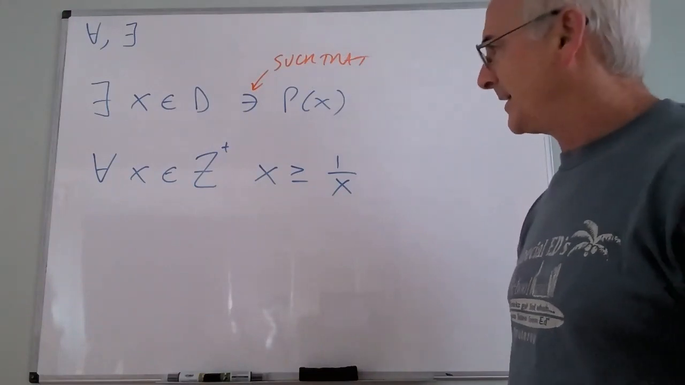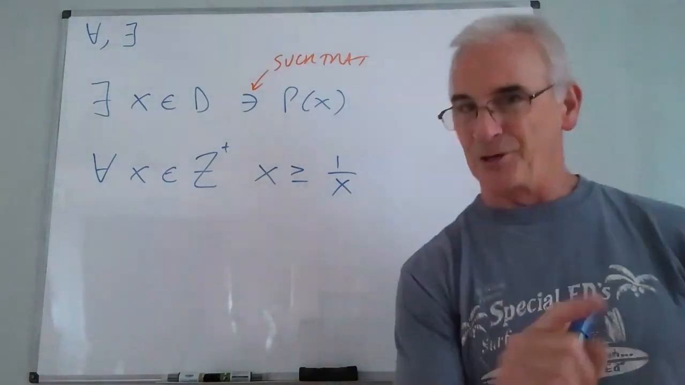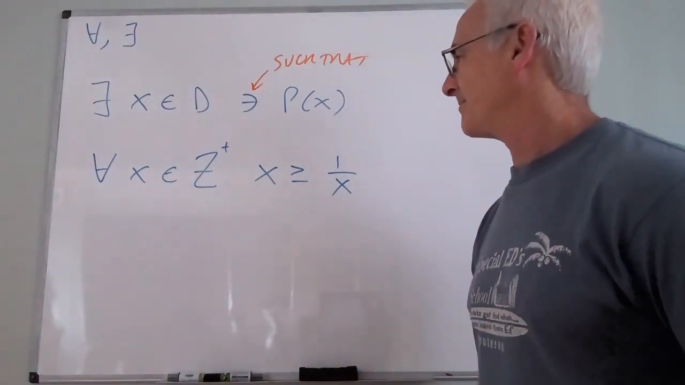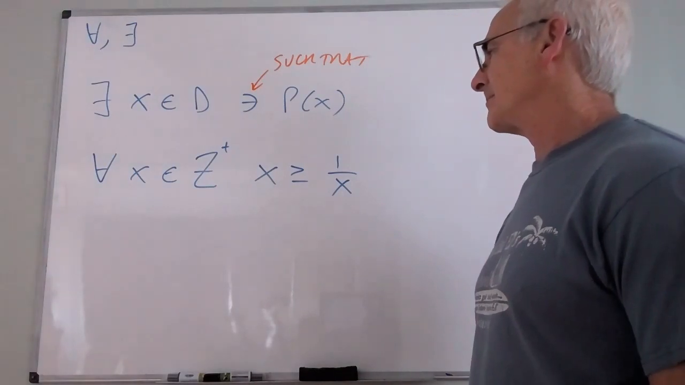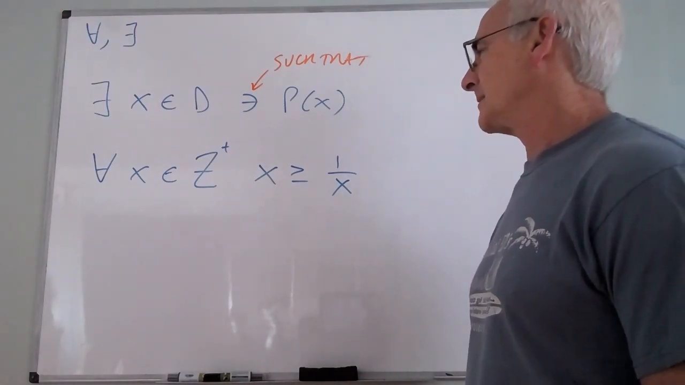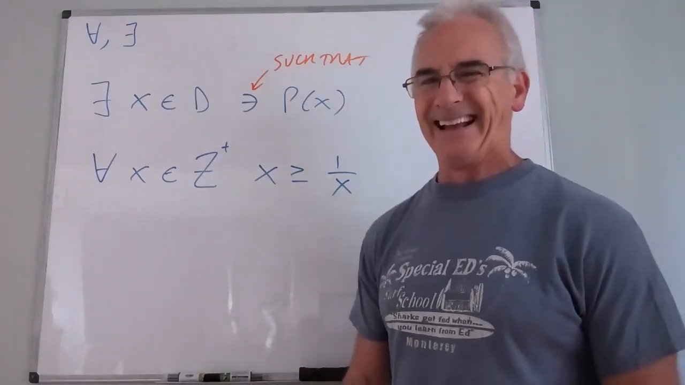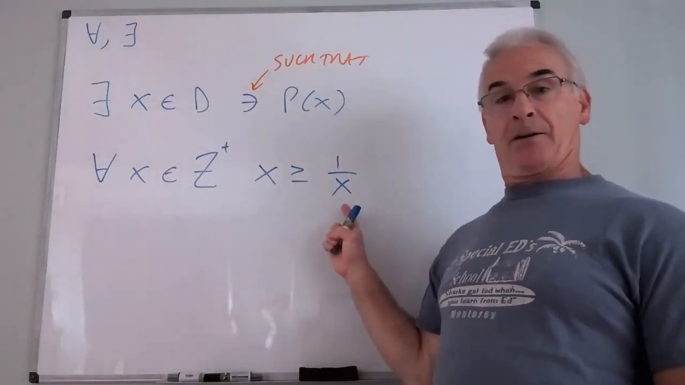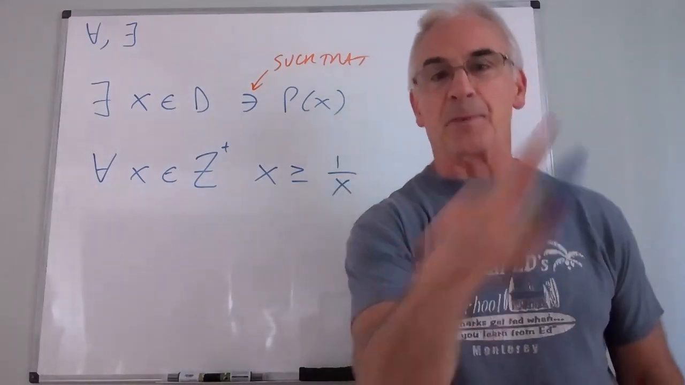For all x belonging to positive integers, such that x is greater or equal to 1 divided by x. Okay, that was very mathy, though. Yeah. What's another name for this, rather than say 1 over x? Reciprocal.